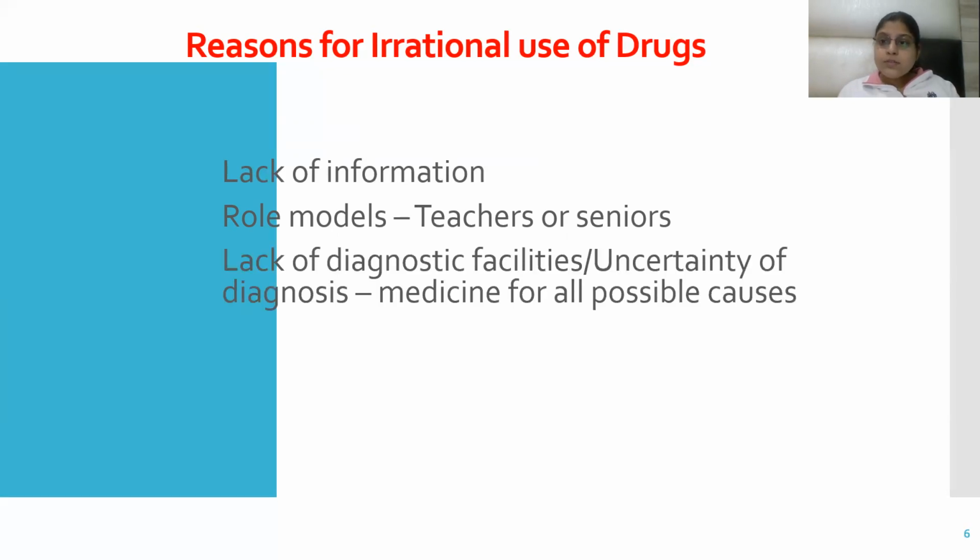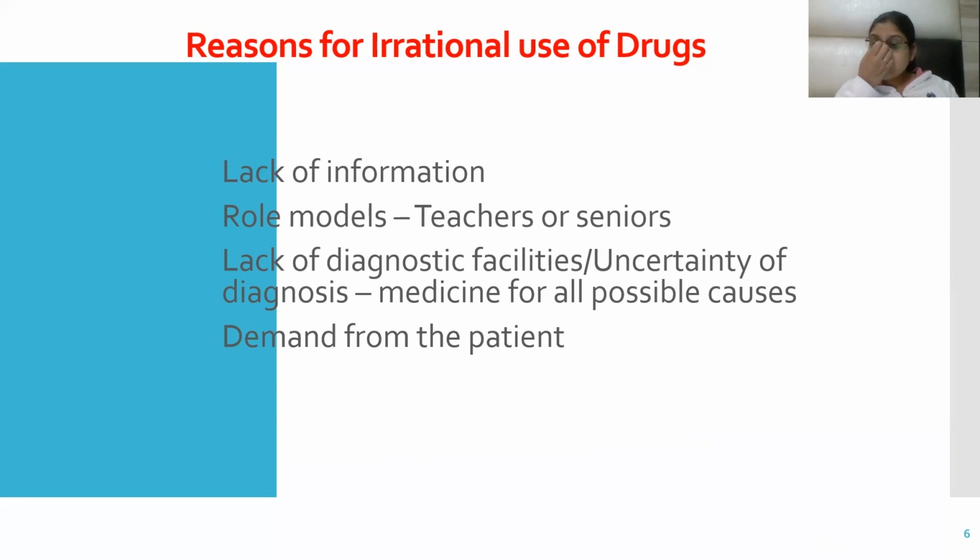Lack of diagnostic facilities means there is no proper diagnosis of the disease, or there is uncertainty of the diagnosis, and medicines for all possible causes will be given. We are giving broad spectrum medicines for all the possible causes because of lacking diagnostic facilities or uncertainty of the diseases, so that is irrational use.